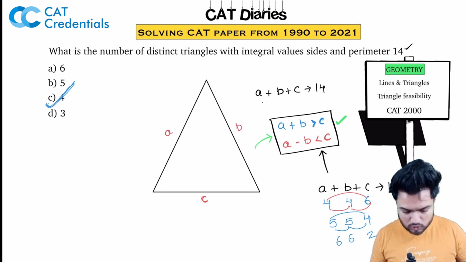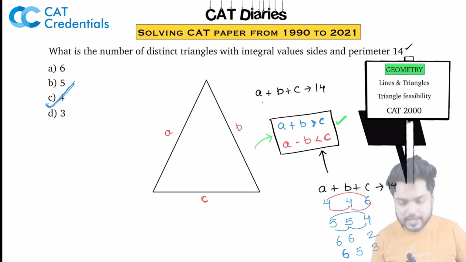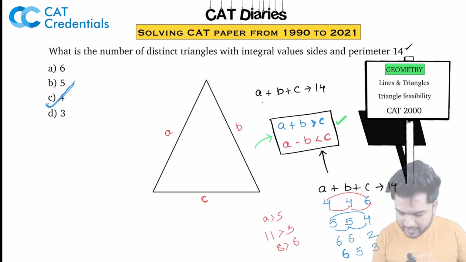Let me just modify this. If I put a 6 here and reduce this by 1, so this becomes a 5, and I increase this by 1, so this becomes what again? 14. Can these be the three sides? Yes. This is again 11. 11 is greater than 3? Yes. Then 5 plus 3, 8, is greater than 6. Then 6 plus 3, 9, is greater than 5. So yes, the condition is being satisfied.